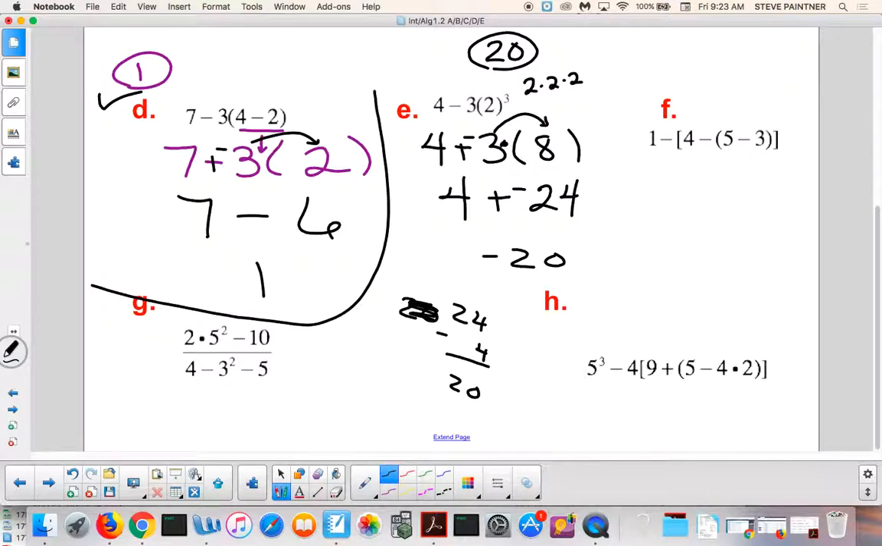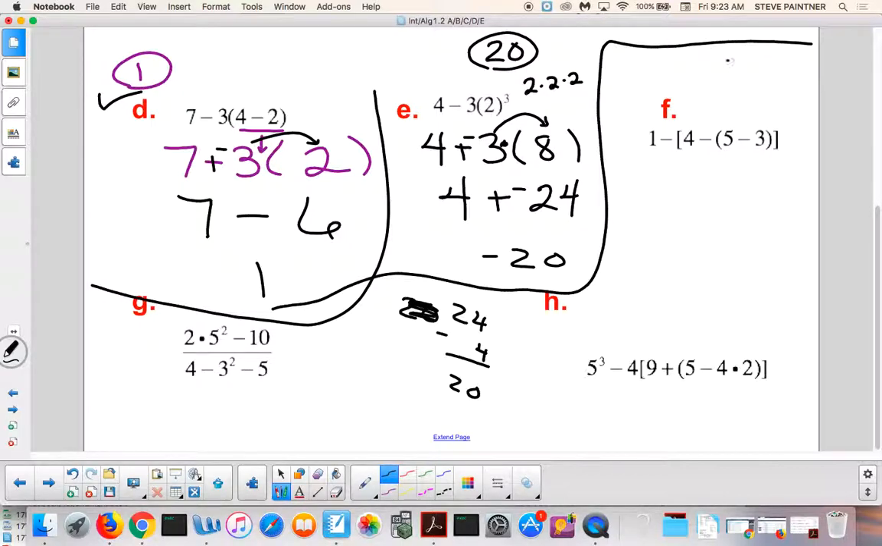So close. Okay. Chris, what'd you get for D? Or not D, F. 1. He got 1. Let's see if he's right. Here's a weird one. You've got grouping symbols inside grouping symbols. Grouping inside grouping, where do you start? The innermost. Yeah, you start here.